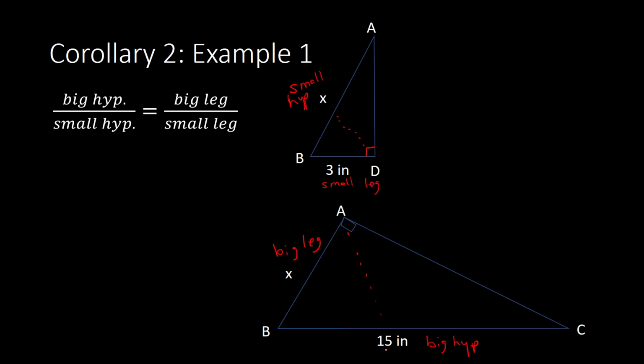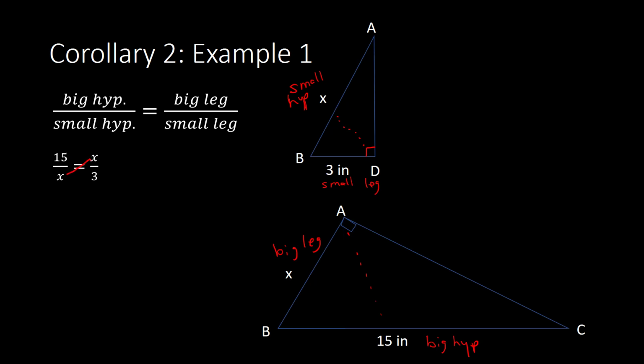and then the 3 would be the small leg. So if I just plug these numbers in, 15 over x equals x over 3. Take a minute and make sure you understand where those numbers came from. 15 was the big hypotenuse, that goes on the top, and then the small hypotenuse over here was x. So 15 over x, the big leg was x as well, and then the small leg was the 3. So we have 15 over x equals x over 3, which I can then solve for x by multiplying across.